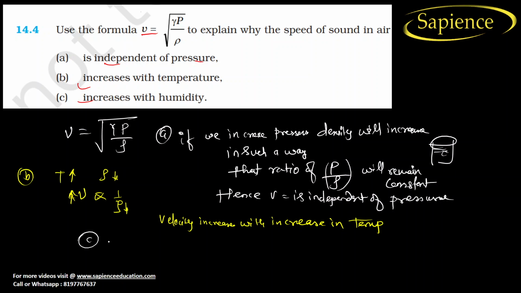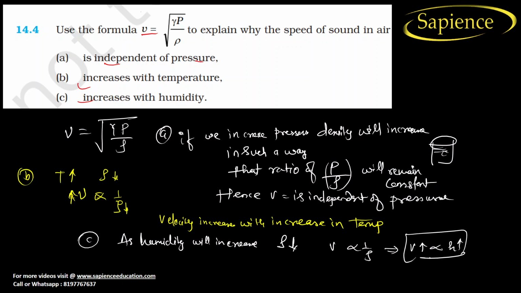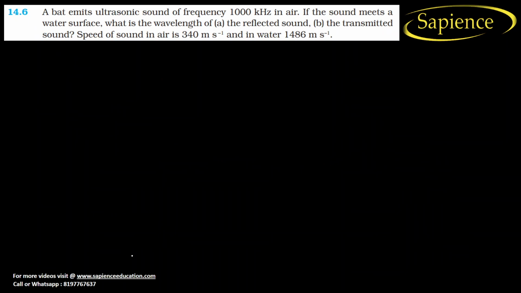Now let us do part C. Increase with the humidity. Now as humidity will increase, density of the air will decrease. Velocity is inversely proportional to density, which results in velocity being directly related to the humidity. So if humidity increases, velocity will increase. Okay. So this is the answer for question number 14.4.